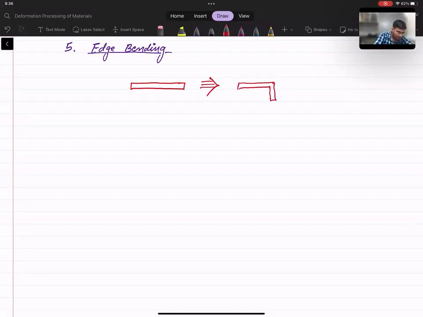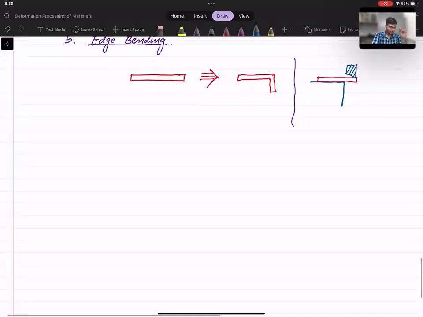It is bent at the edge of some die. So how is it done? Say there is some support like this, and the blank is kept like this, and there is a die which bends it from this edge. Okay, so say like this. So this gets bent in the form of the given shape.